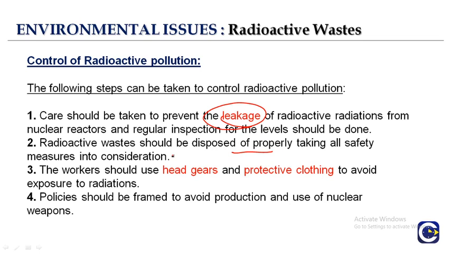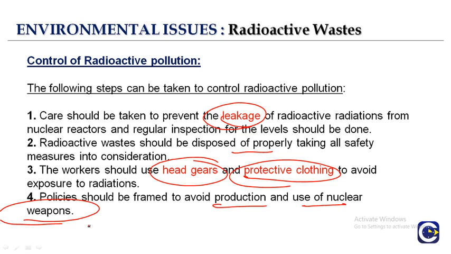The workers should use headgear, it should cover them completely, and protective clothing should be there, right? Like the doctors who are working with coronavirus, the workers working with radioactive pollutants should also use it to avoid exposure to radiations. Policies should be framed to avoid the production and use of nuclear weapons. So instead of nuclear weapons, some other weapons which have less radioactivity or no radioactivity can be used.